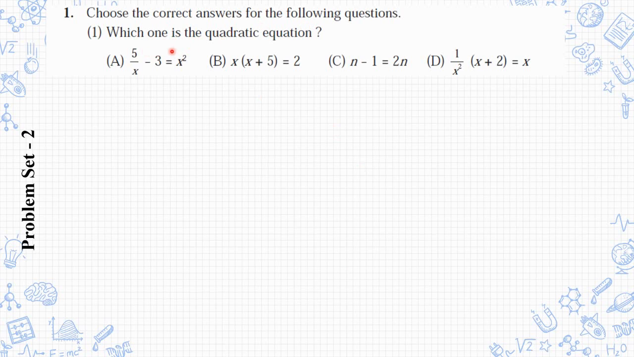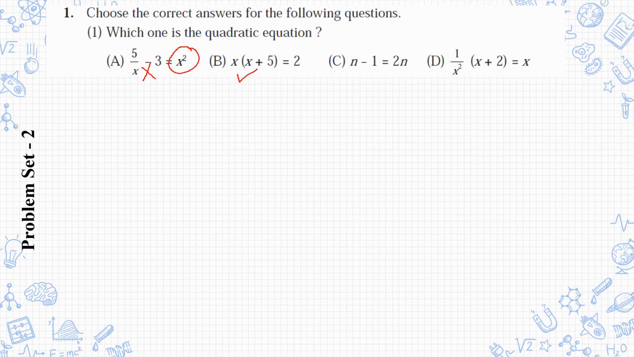Which one is the quadratic equation? We know any equation whose maximum power is 2, and if it has only one variable, then that will be a quadratic equation. If we see the first option, if we take LCM, we'll not have this square term. So this is not a quadratic equation. If we see the second option, if you multiply x inside, we'll have the square term. So this is a quadratic equation.